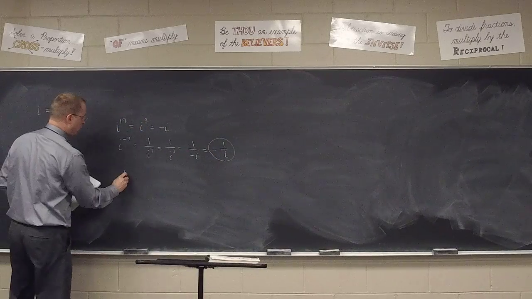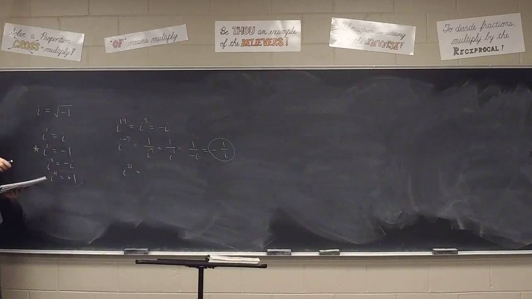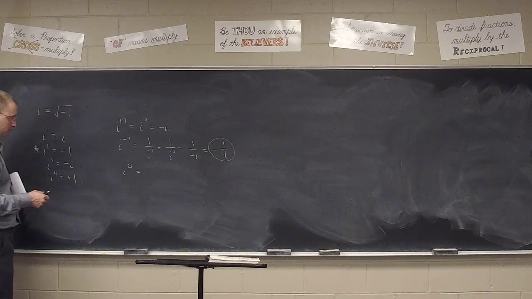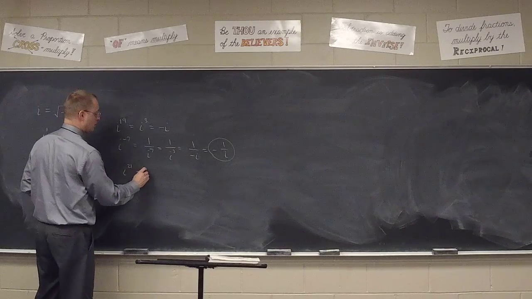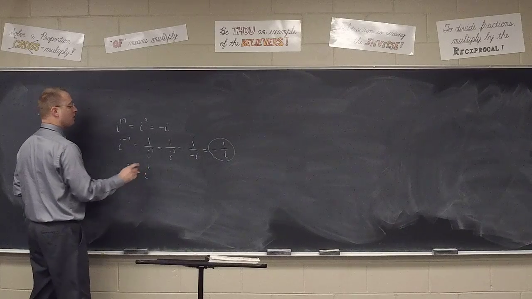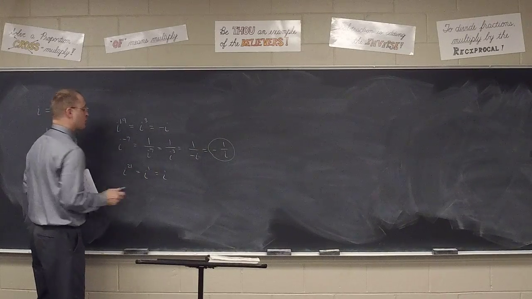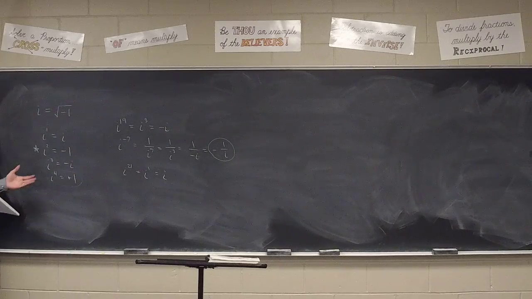If we had I to the 21st, let's stay with Jamie. You would take out all the 4's, and there's 5 of them. So it's I to the 20th, which is just the 1. And now it's just I. There we go. 20 of the i's collectively make up 5 fourth powers. That's a whole bunch of 1s. So it just leaves us with a single I left.